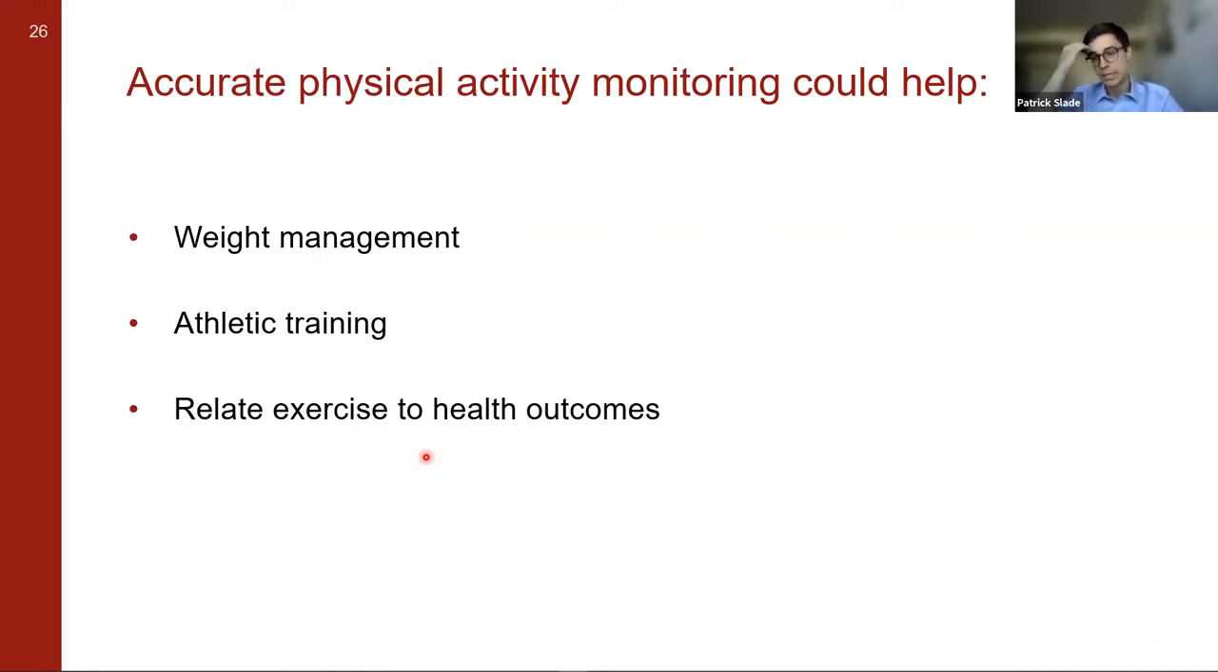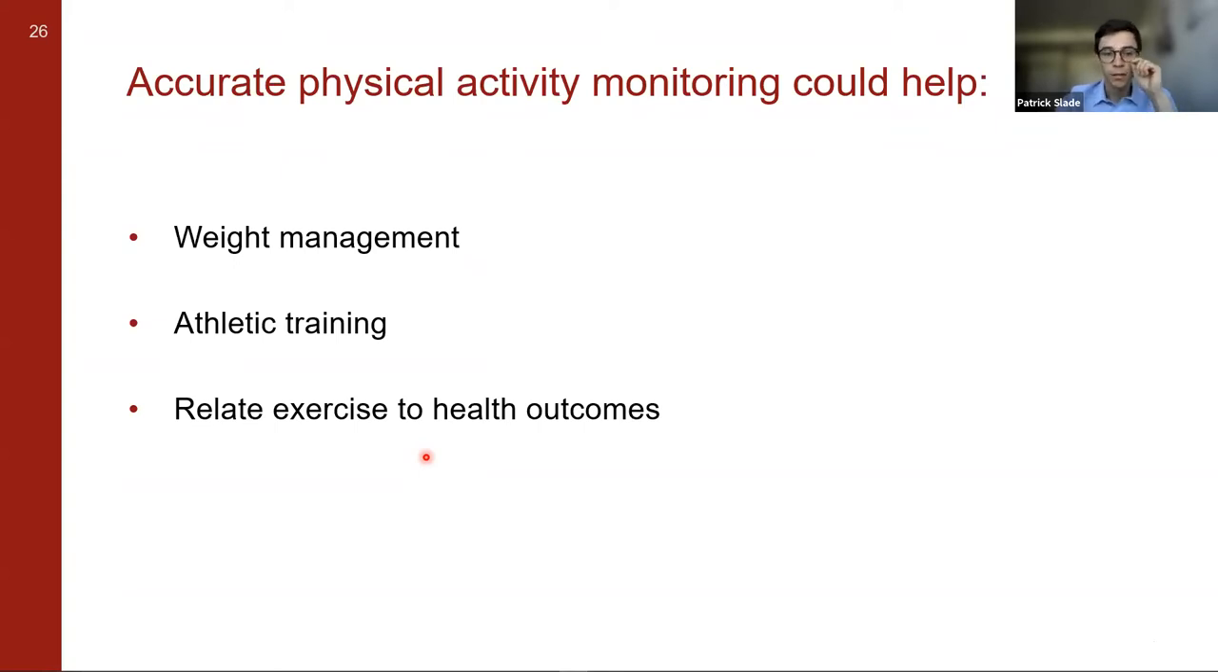So for example, it's important to know how short bouts of walking improve our health, because this is how national policies make recommendations for how much activity we should get every day. But it's hard to know how much exercise you're doing if you don't have a good way of tracking it. So then it's even harder to relate to health outcomes if you don't know how much exercise people are performing. So this could help with that.